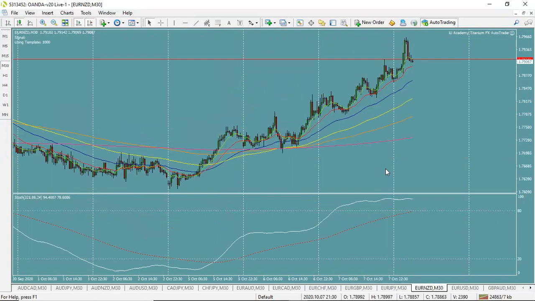Euro New Zealand on the 30-minute chart. So look at what we've got here. We've got trend. We've got wide open trend here. It's developing really, really nicely. It's rare when you get these that just develop like this. I won't say it's rare.